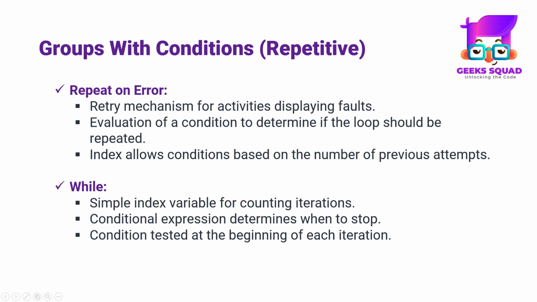Now, let's explore more types of repetitive groups. Repeat on error provides a retry mechanism if an activity in the loop throws a fault. The condition expression is evaluated to decide if the loop should be repeated. An index allows conditions based on the number of previous attempts. Lastly, we have the while loop. It uses a simple index variable to count each iteration and has a conditional expression to determine when to stop. The condition is tested at the beginning of each iteration, ensuring the loop only executes if the condition is initially true.